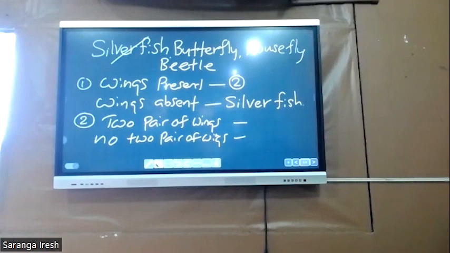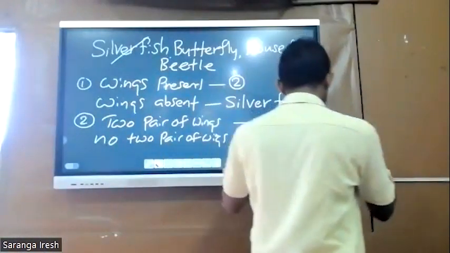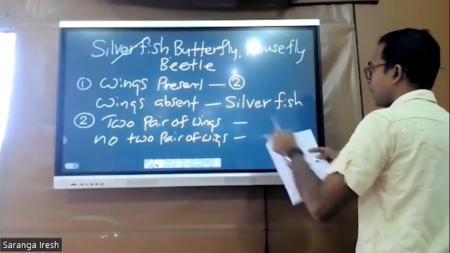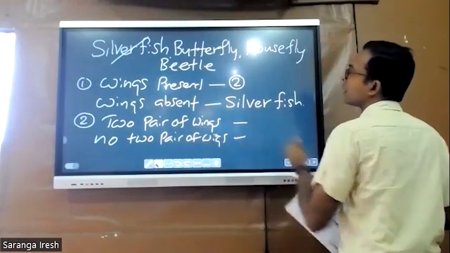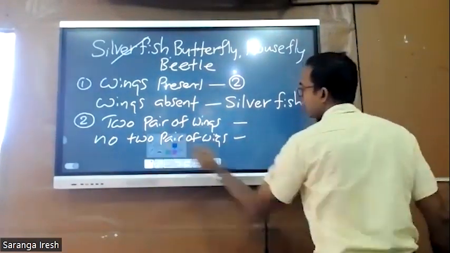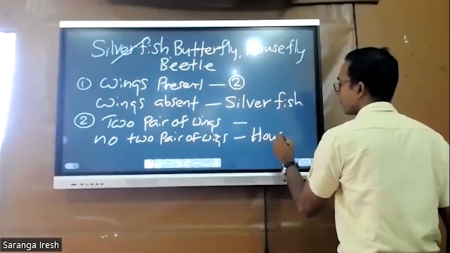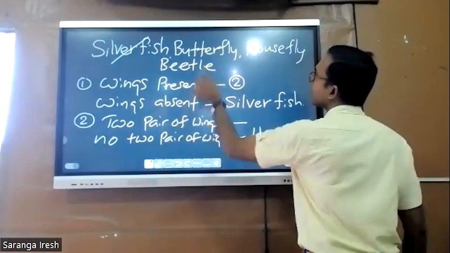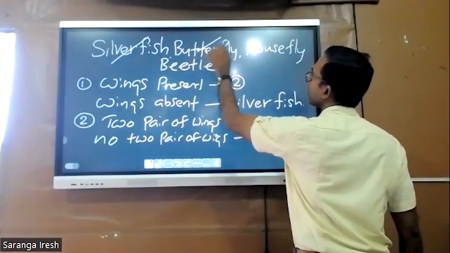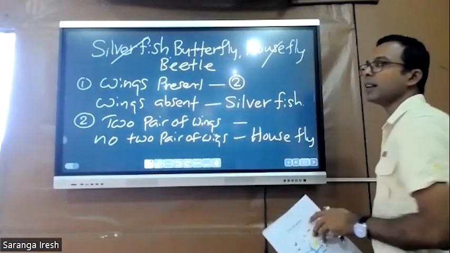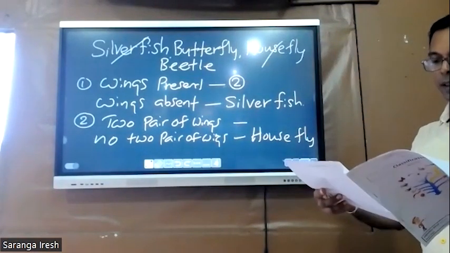Here, 2 pair of wings, no 2 pair of wings. And we can select directly the housefly. Yeah, housefly is selected. Then butterfly and beetle are there. What is the statement?